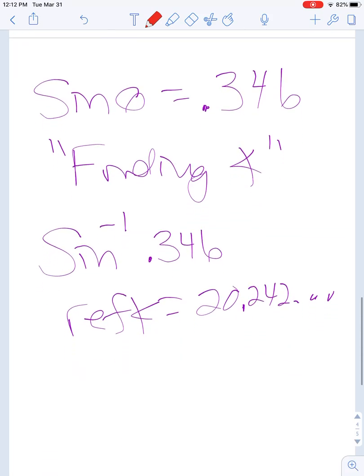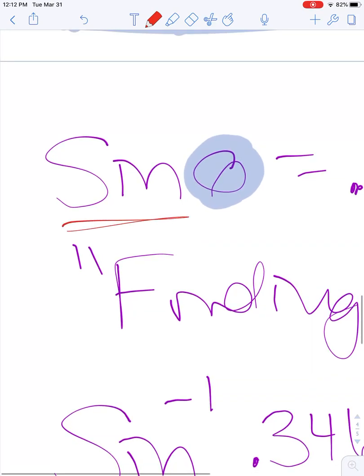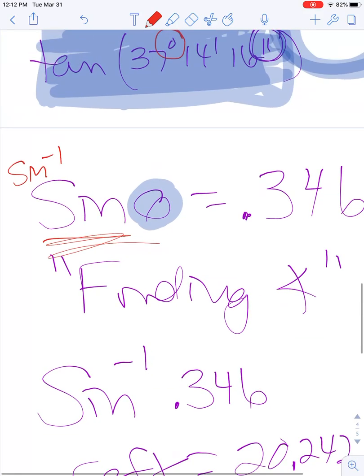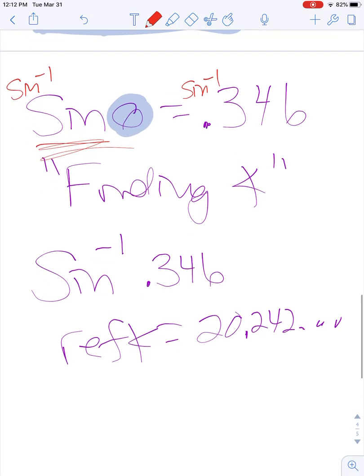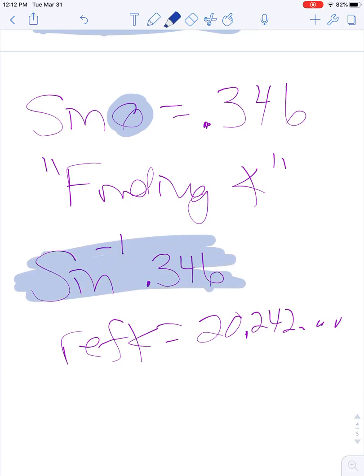Okay, so shifting gears now. Now we're finding the angle. We're finding theta. So if we're finding the angle, remember we've done this before. How do I get rid of sin? We have to undo it by doing the inverse of both sides. I'm not going to really show that anymore. I'm just going to look at this equation here that's in purple. So I'm going to get rid of this and just know right away that this is what I'm going to type into the calculator. Inverse sine of 0.346.